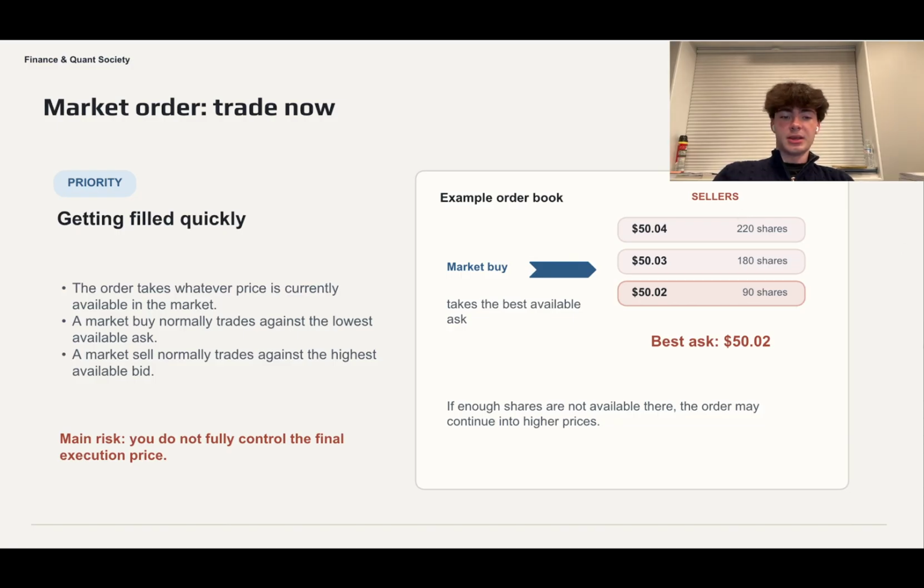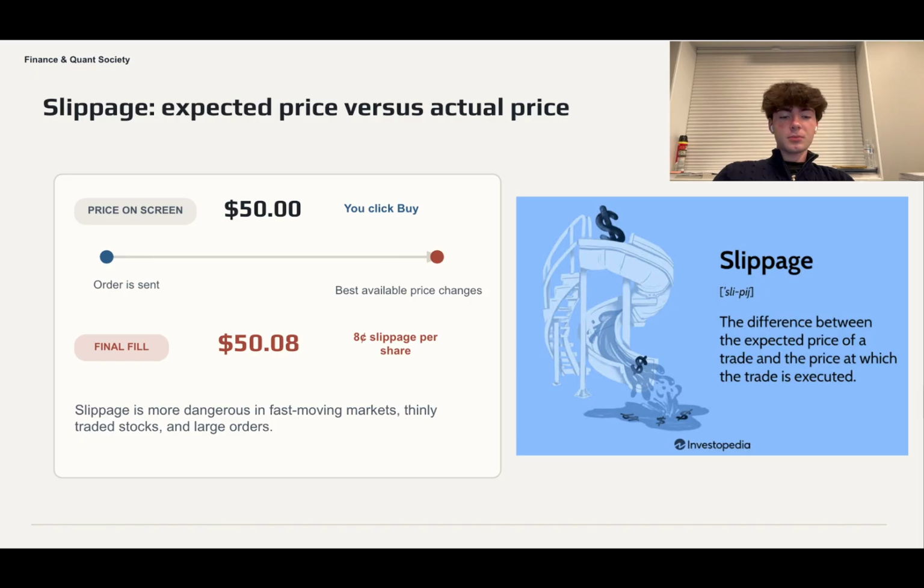The benefit here is speed. The risk is that you do not completely know what your final execution price is ahead of time. And this is where we get into something called slippage. Slippage is just a difference between the price you expected and the price you actually got.